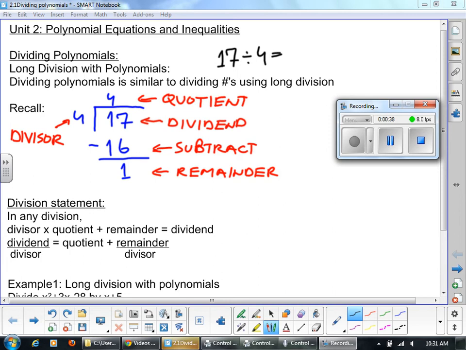Then you multiply 4 times 4 gives you 16, and you subtract 17 minus 16 to get 1 as a remainder.